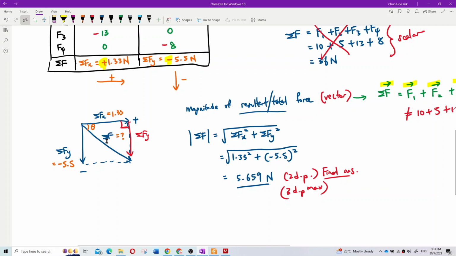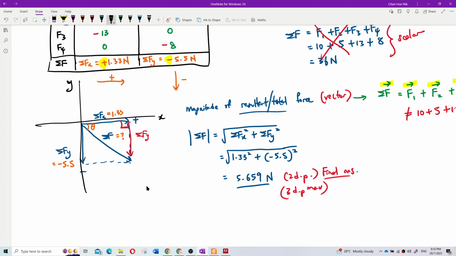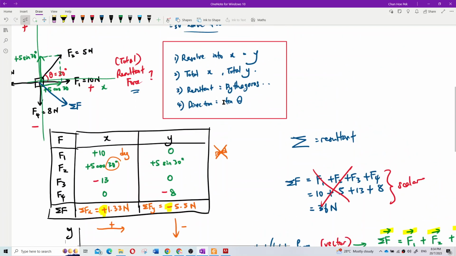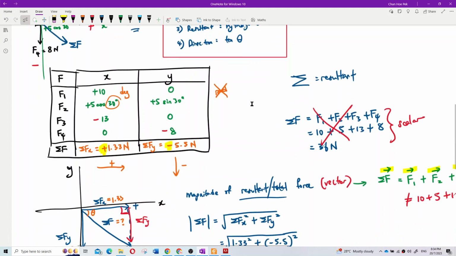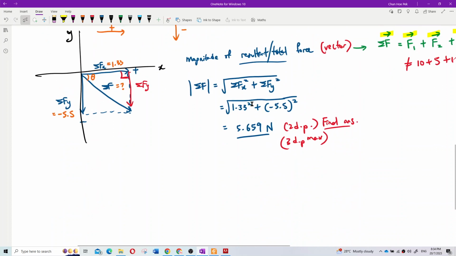We need to know the angle theta. We need to know the direction of this resultant force, pointing in which direction. Remember, we are still in the xy axis, so we need to know which direction this resultant force is pointing. That's why we come to the fourth step, which is to determine the direction, tangent theta. We got the magnitude already.